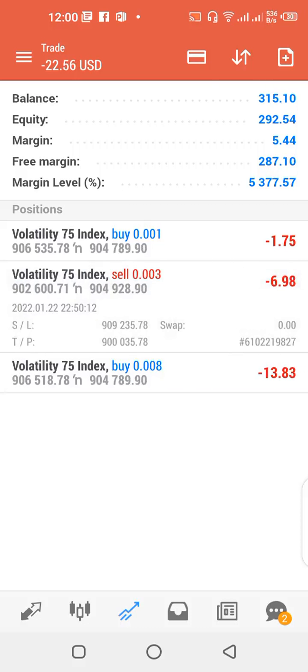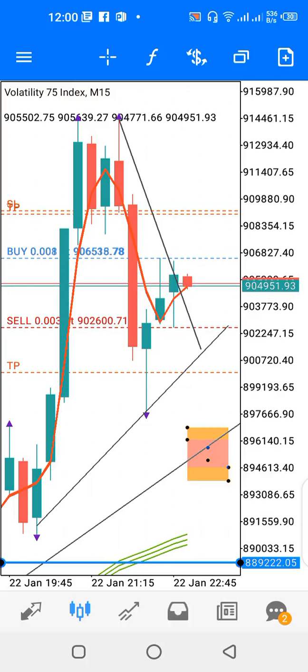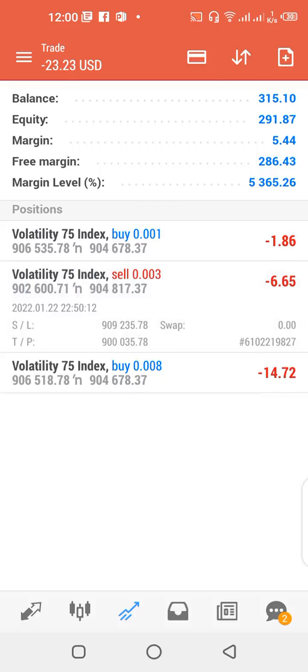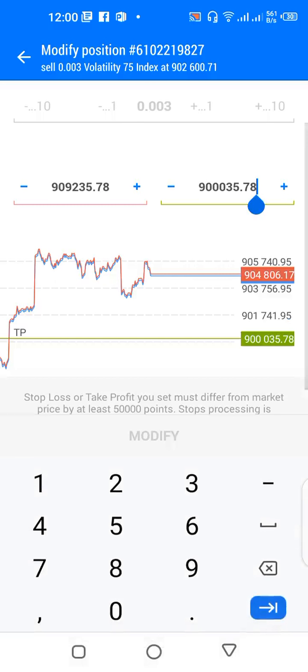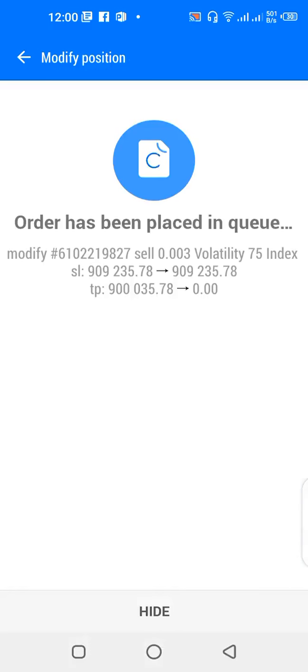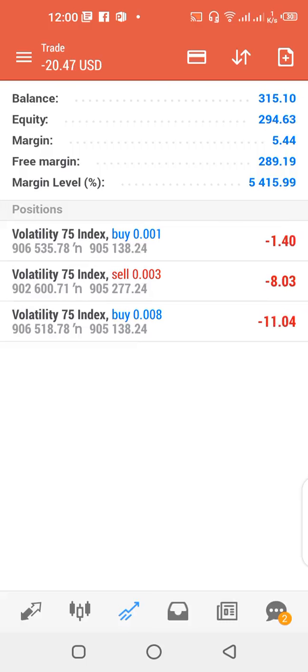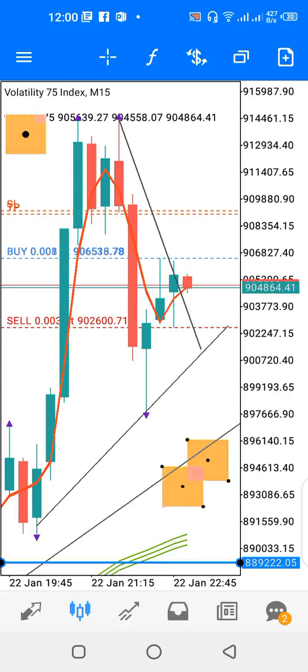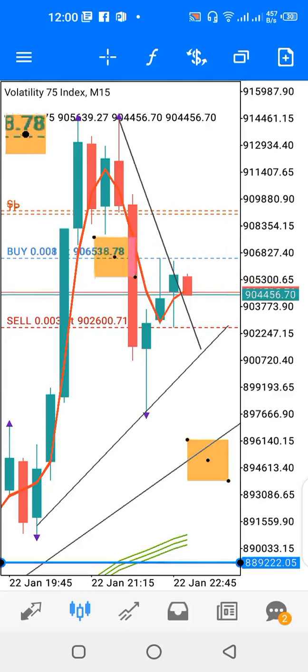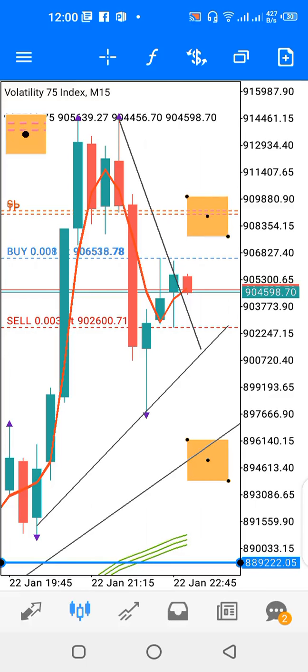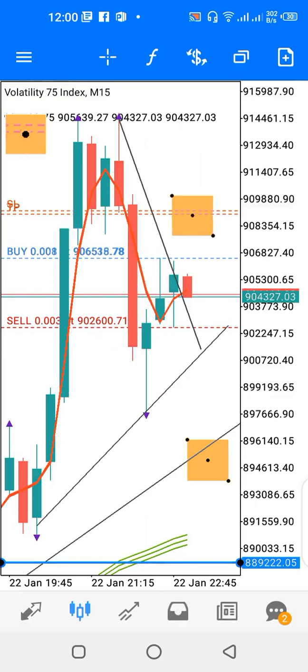Now the next thing to do is to leave the stop loss of the sell position and remove the take profit of the sell position. So that's that. This sell position has no stop loss, and these are buy positions. We have their TPs above. No stop loss. We have the TP of the buy position and the stop loss of the sell position.